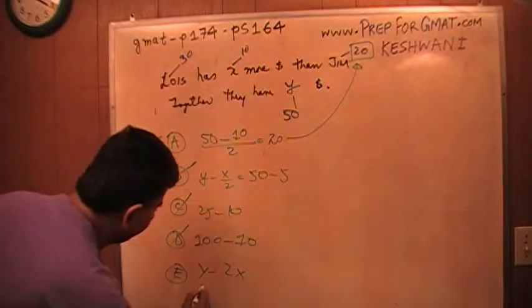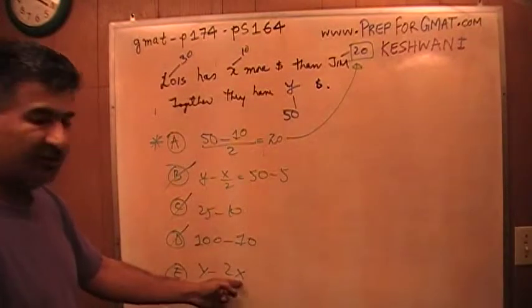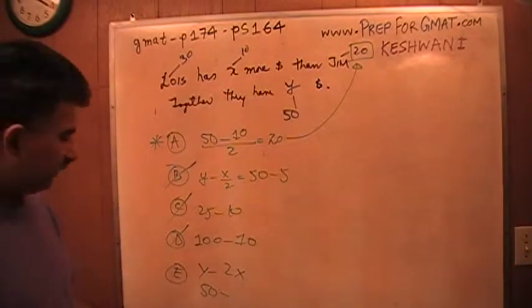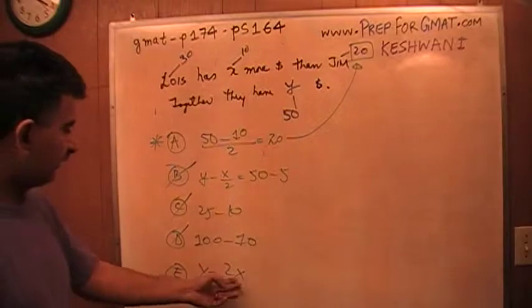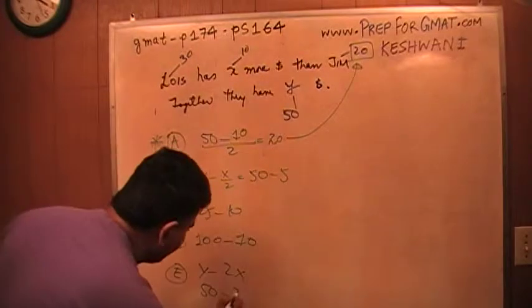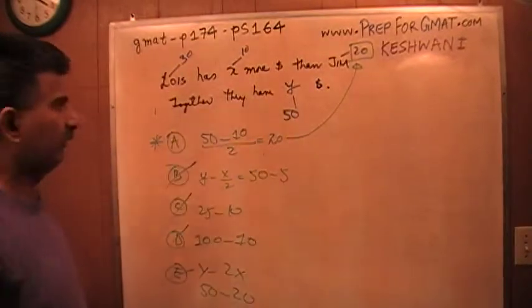Y is 50. The reason I looked up right away is because I thought that if 2X is more than Y, then this will be a negative number. Then I don't have to do anything at all, because that's not going to be the answer. But this is not more than Y. 2X is 20 and Y is 50, which comes out to be 30. I'm looking for 20. The answer is A, as I told you before already.